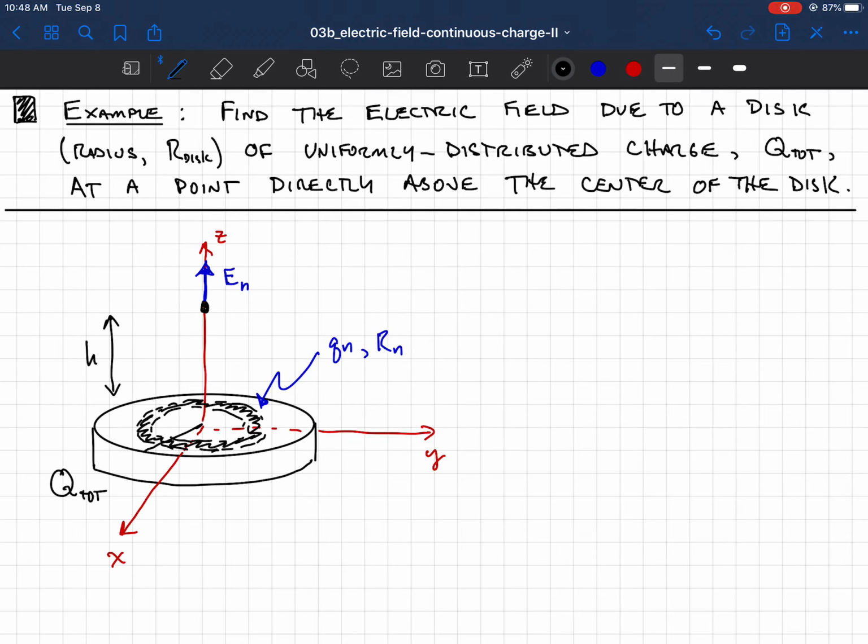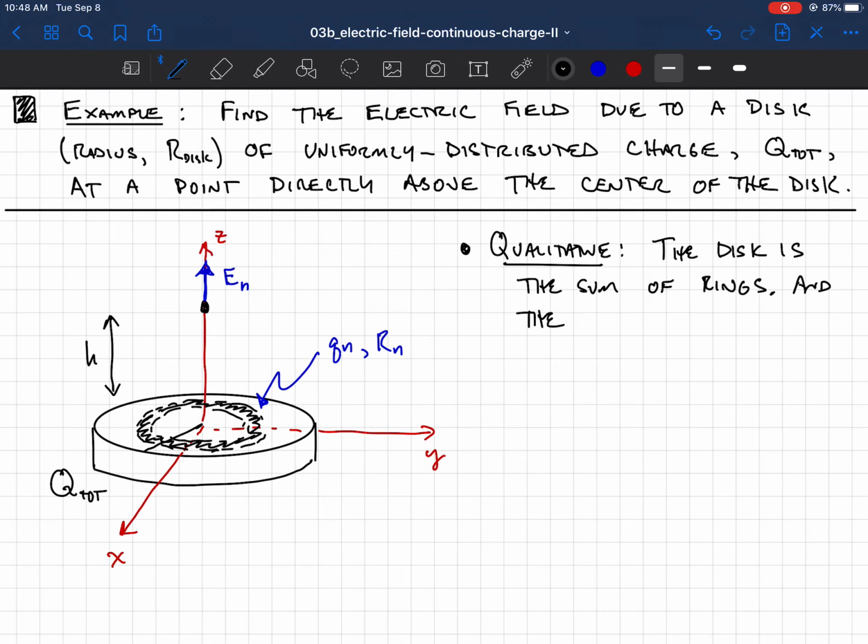So I should explicitly say my qualitative argument is that the disk is the sum of rings, and the same symmetry applies. We don't really need to say that, because if we say that it's the sum of rings, then all of those ring vectors, all of these E_n's, we already found only point in z. If you were to start without looking at the rings, you could make a symmetry argument about the disk, just like we did, but that carries through automatically because we found that the rings have an electric field that only points up. So now let's do the quantitative part.